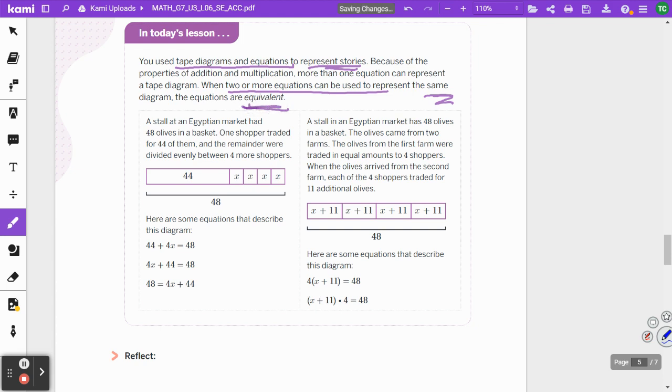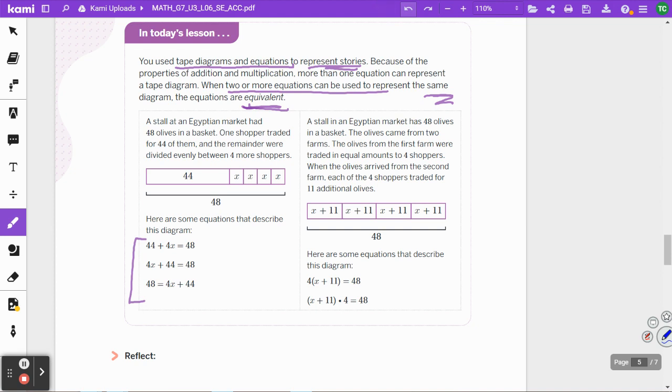Now take a look at the two examples down here. Stall at an Egyptian market has 48 olives in a basket. One shopper traded 44 of them. The remainder were divided evenly among 4 more shoppers. Well, we can write that in several different ways. 44 plus 4x, but what do we know about the property of addition? It is commutative. You can change around the order and it'll be the same thing. 4x plus 44. You could say 48 is equal to 4x plus 44. All of those are equivalent equations.